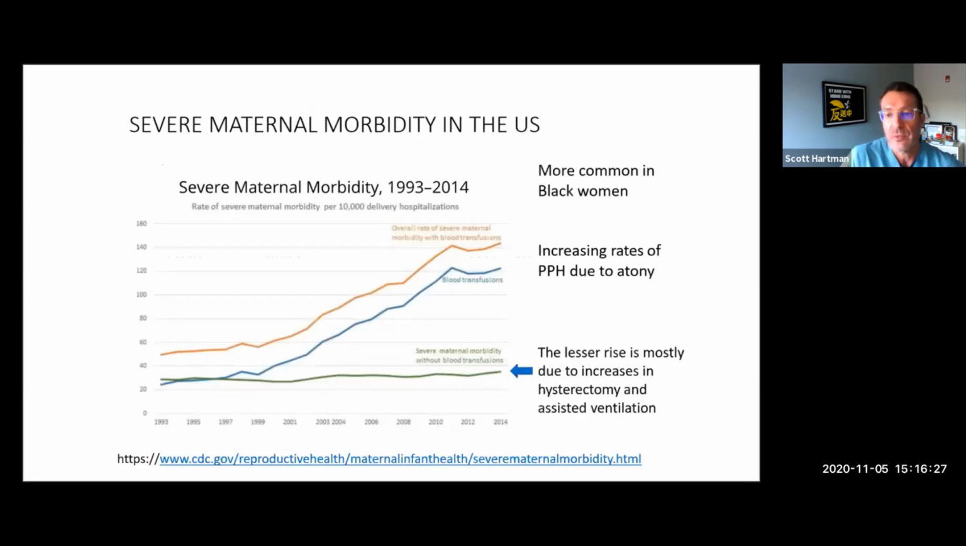So severe maternal morbidity in the US has been increasing, and we have some reasonable data. It's almost, I won't say easier, but in some ways it is probably easier to assess this than to assess the cause of death. From 1993 to 2014, these numbers have been increasing, but they've been increasing more in Black women than in white women. The major driver seems to be increasing rates of postpartum hemorrhage due to uterine atony, but there are some potential other causes as well. Next slide.